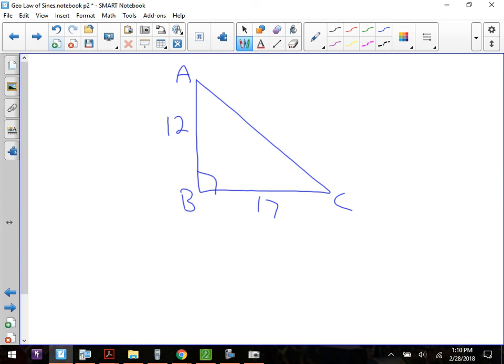Whenever I have something like this, in this case, what trig function am I going to use to find angle A? What trig function am I going to use to find angle C? Tangent. The tangent of A will be 17 over 12. The tangent of C would be 12 over 17. And that's okay. They can flip like that, because you get stuff like that.